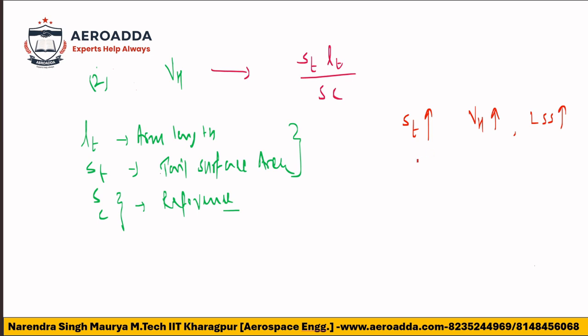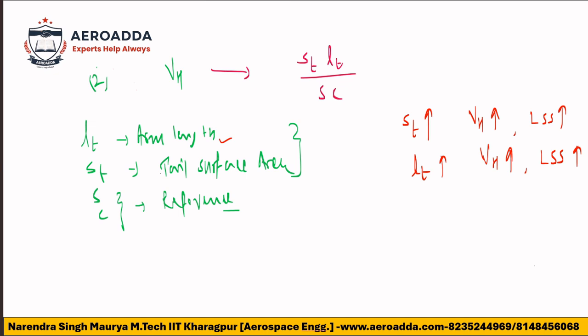Similarly, LT is nothing but the arm length, that is the distance between the aerodynamic center of the tail and the CG of the aircraft. So if the arm length is high, LT is high, which means VH is high. If VH is large, then LSS will be more and more. That means longitudinal static stability will be more. That's the thing you should realize, not just write the formula, but connect it with all of this.